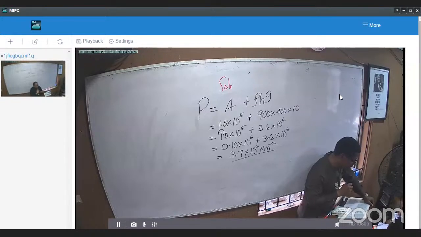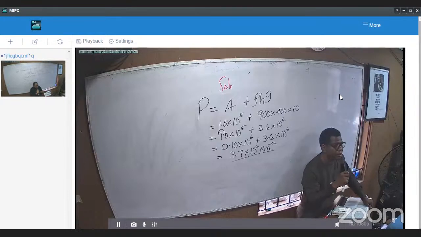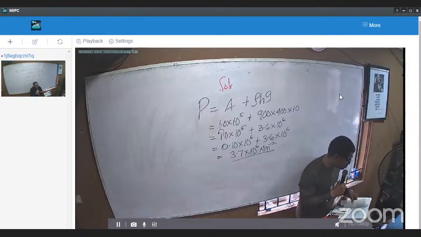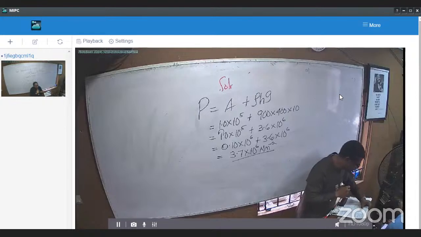Whether the following statement about pressure in a liquid is correct. Option A, the pressure in a liquid increases with depth.